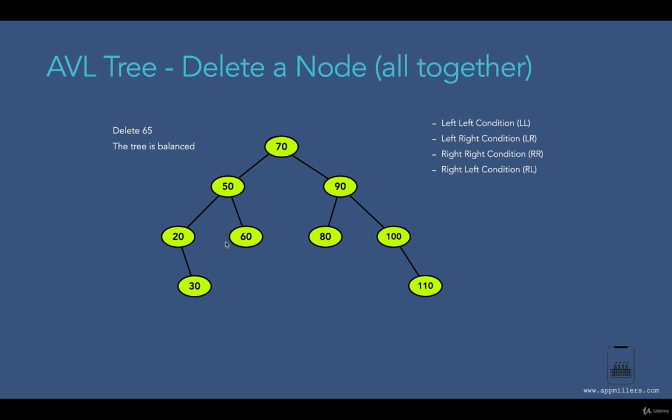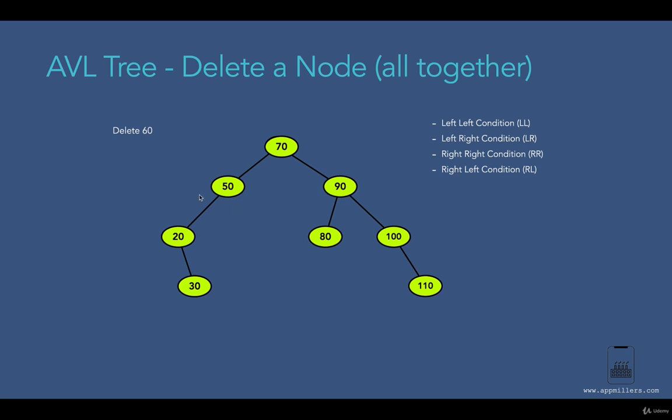In the next case, I want to delete 60 from this AVL tree. If I delete 60, we can easily identify that the parent of this 60 becomes disbalanced because 50's left subtree's height is 2 and the right subtree's height is 0. So the difference between them is 2. This means that 50 is a disbalanced node.